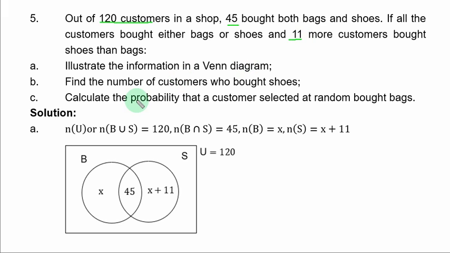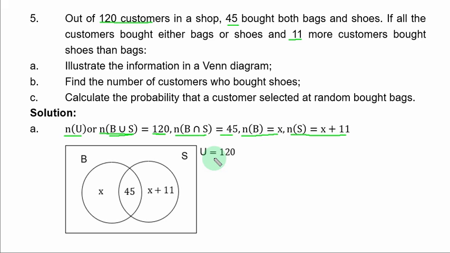Solution. From the question, the total customers form the universal set, and that is the union of those that bought bags and shoes, and you have 120 customers. Now, 45 bought both bags and shoes. That indicates intersection, and that is 45. 11 more customers bought shoes than bags, but those that bought bags are unknown. Let's use S to represent that, so that those that bought shoes becomes S plus 11.